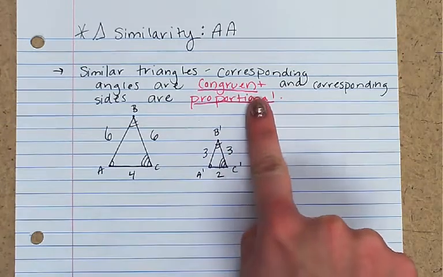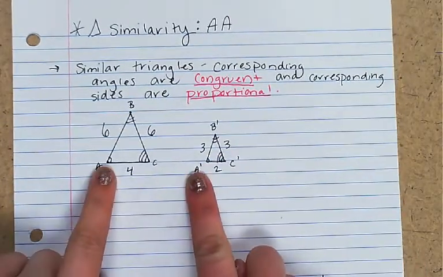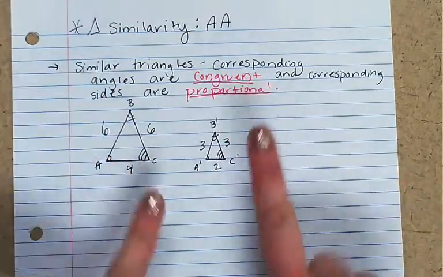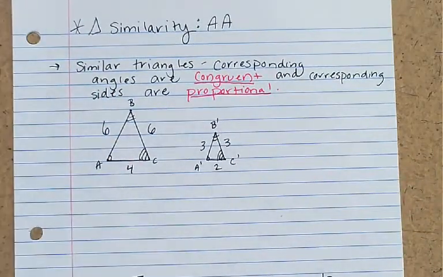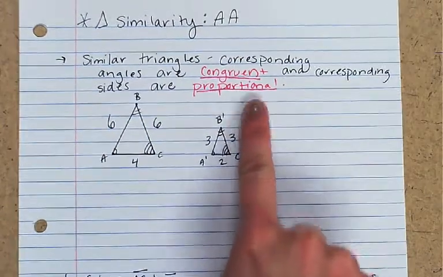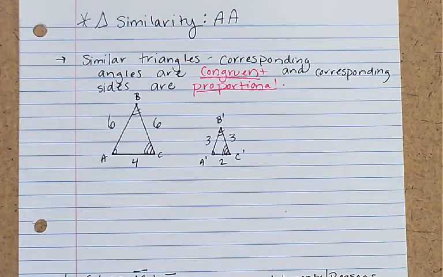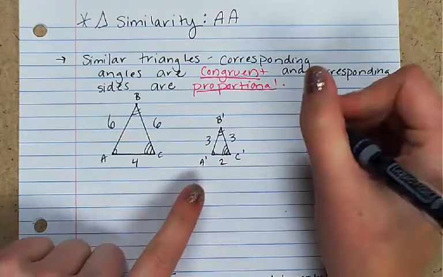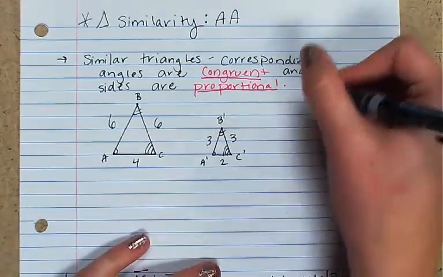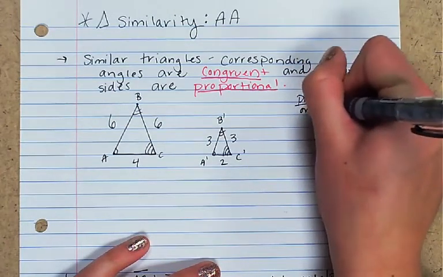So like I said, all the corresponding angles still have to be the same. Like here, A and A prime are the same, B and B prime are the same, C and C prime are the same. But then the corresponding sides are just proportional. To see whether or not all the sides are proportional, what you can do is set up what's called a statement of proportionality.